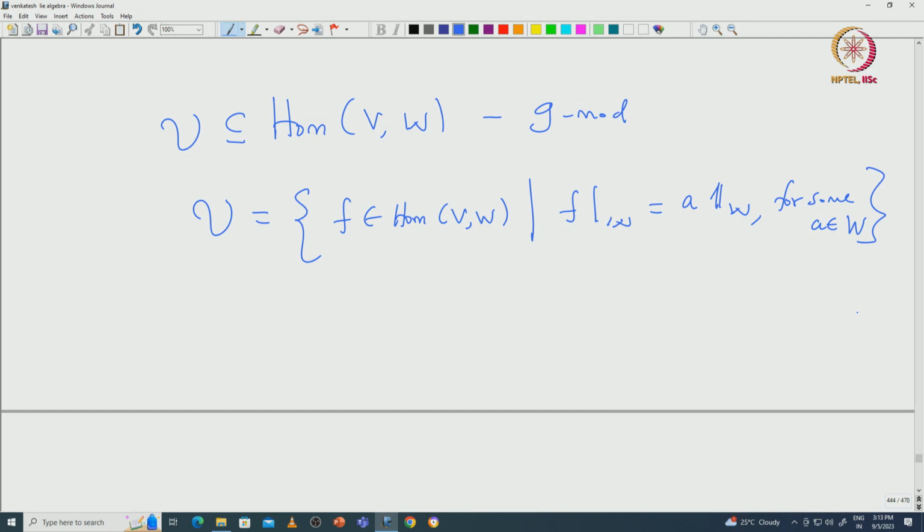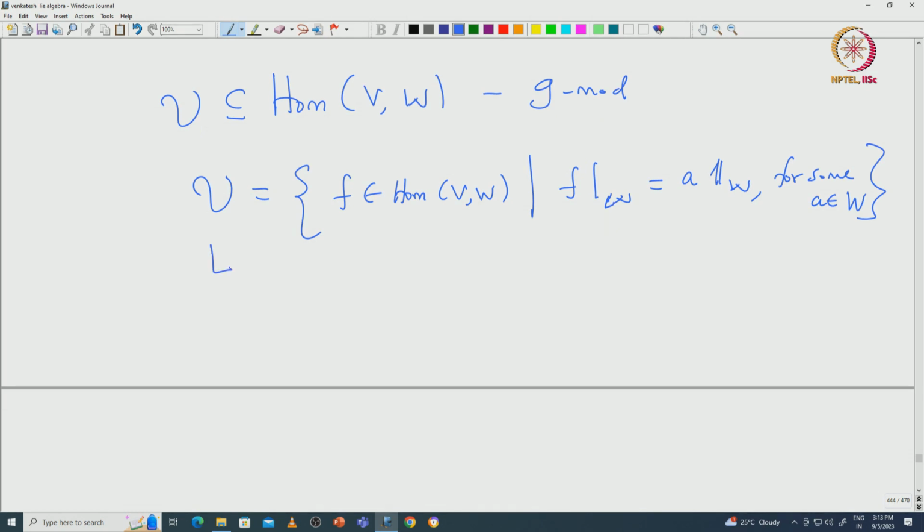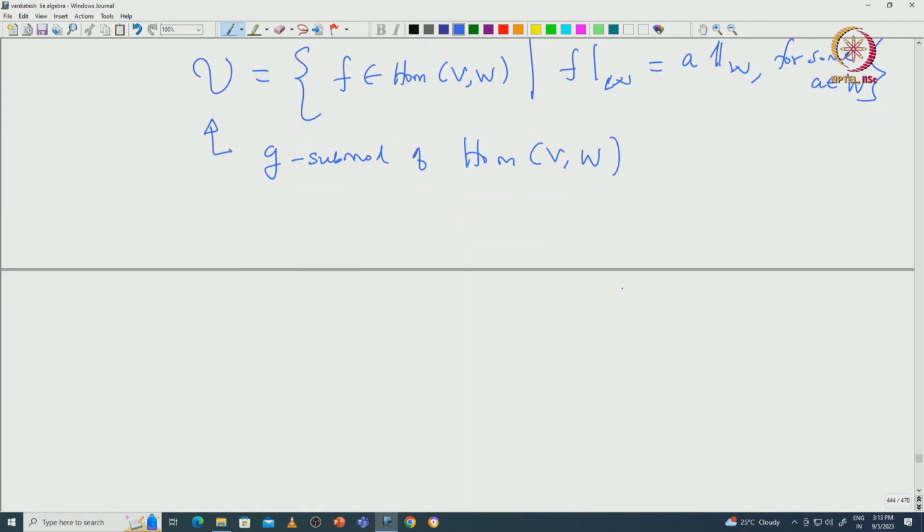This is not very hard to check; this is indeed a sub representation. So, let us check that. This V is indeed a G submodule of Hom(V, W). For that purpose, let us start with some x in G and some w in W.